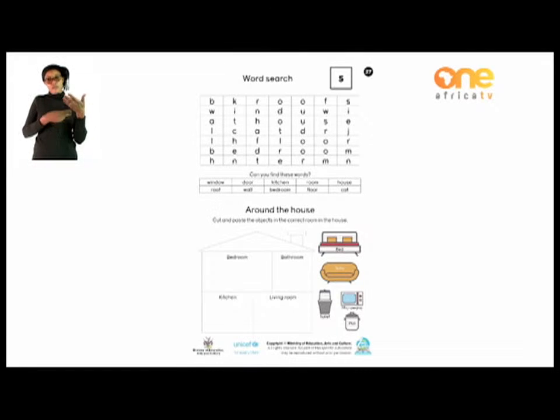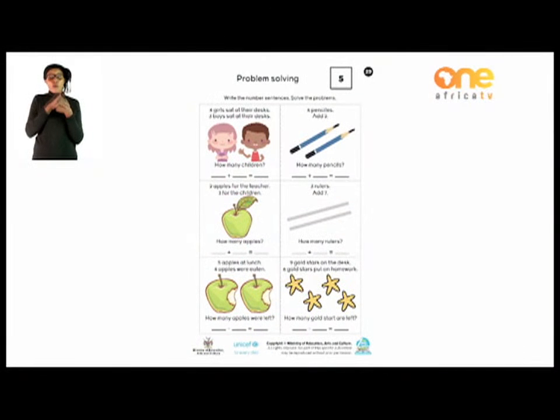Page 29. Problem solving. We have to solve a problem. Write the number sentence and solve the problem. We have to write the numbers and the answers. So we have to solve the problems.